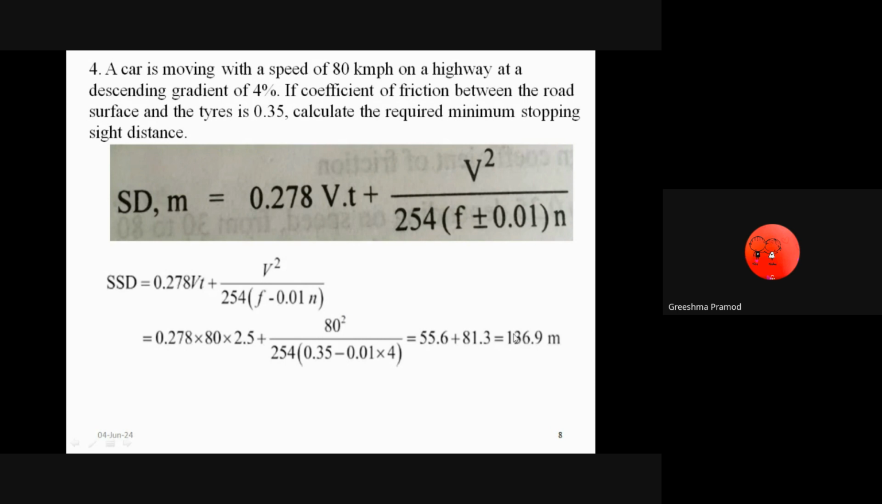Please just take the screenshot. This is how you need to do it. You need to write the formula, and you need to give the assumed value if any is there.